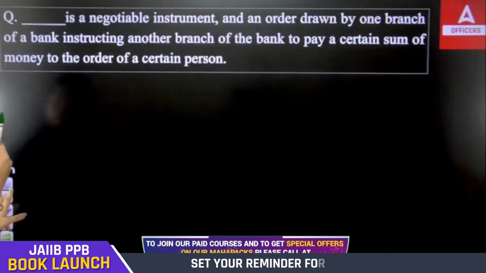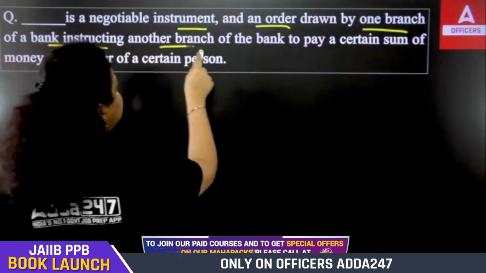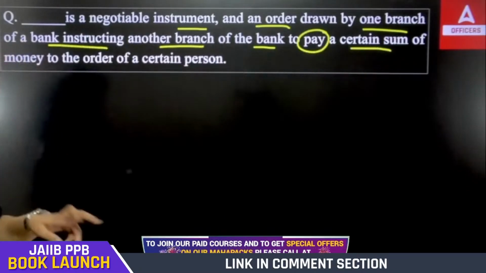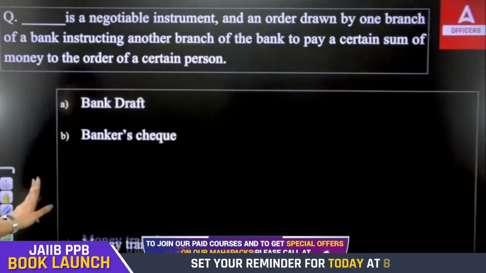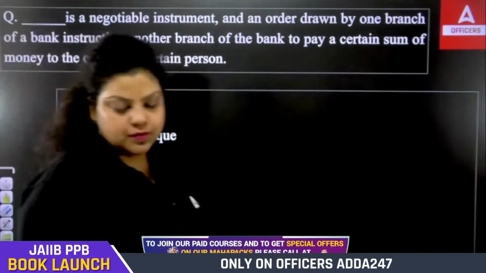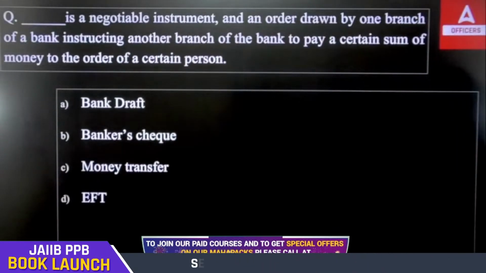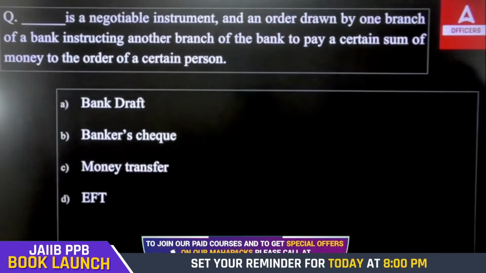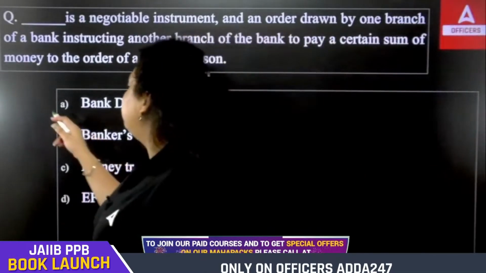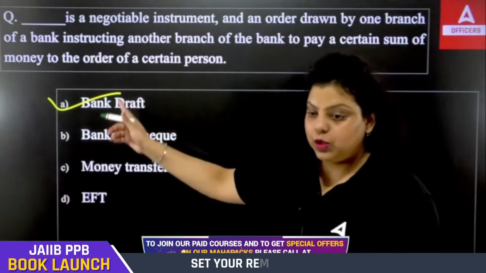Next. Dash is a negotiable instrument and an order drawn by one branch of a bank instructing another branch of the bank to pay a certain sum of money to the order of a certain person. Now you have to answer which of the following is correct. First we have bank draft, second is banker's cheque, third is money transfer, fourth is electronic fund transfer. Which of the following is a type of negotiable instrument that is an order drawn by one branch of a bank instructing another branch of the bank to pay a certain sum of money to the order of a certain person? That will be a bank draft. One branch is ordering another branch to pay a certain sum of money to another person. So the right answer will be your A option.